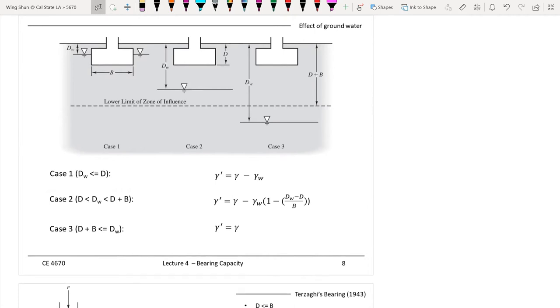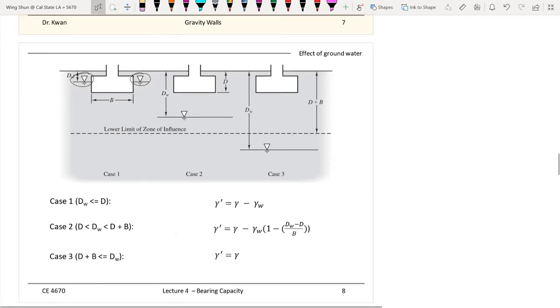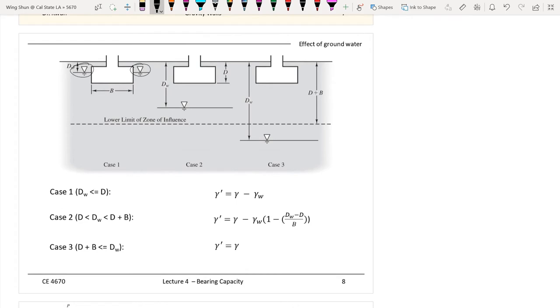So those are different cases. If the water table is high, you have control over the backfill, so you want to keep it dry by doing the design. But at the footing, since you'll be going into your subgrade soils, the groundwater table location is harder to control. For the case where you have a high groundwater table reaching your footings, then your unit weight is the submerged unit weight, the effective unit weight. So you have the soil unit weight minus the water unit weight, and that is your effective unit weight.